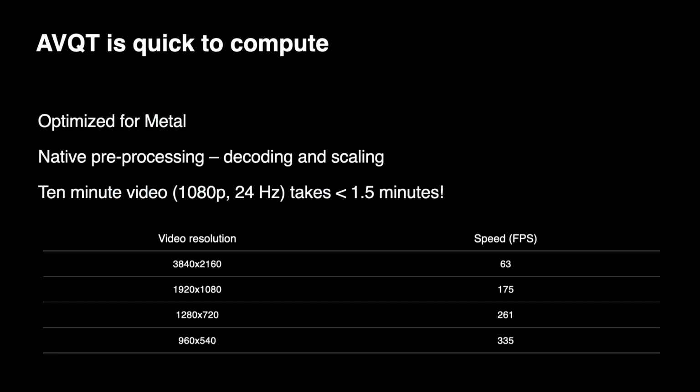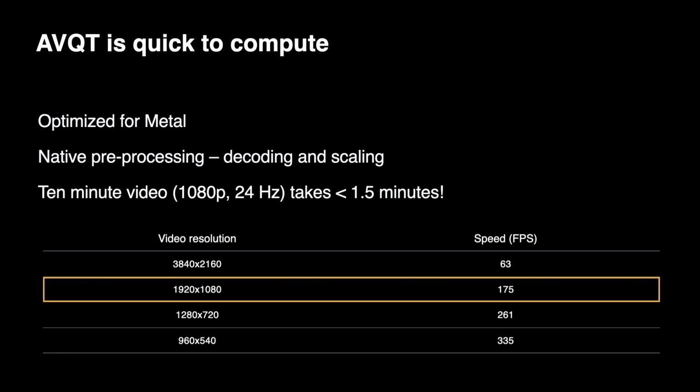The table here shows AVQT's execution speed for several video resolutions. We have recorded these results on an M1 MacBook Pro using HEVC compressed videos. You should note that AVQT runs through a 1080p video at 175 frames per second. So if you have a 10 minutes long 1080p video at 24 Hz, AVQT can compute its quality in under 1.5 minutes.